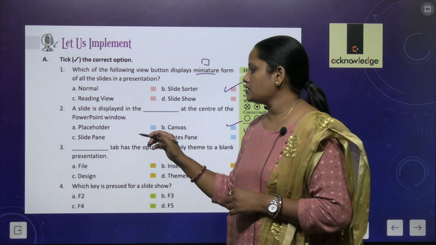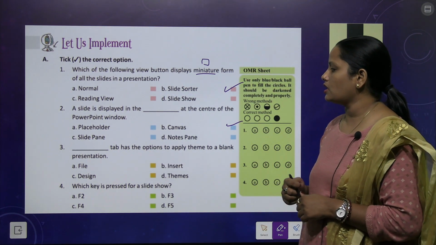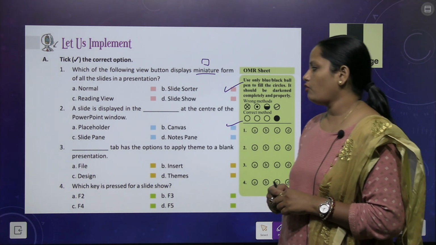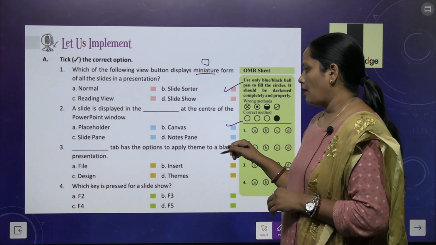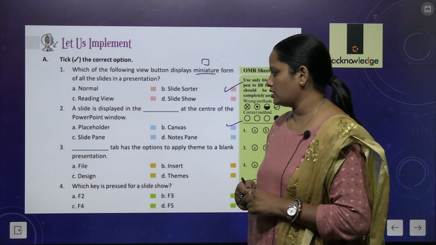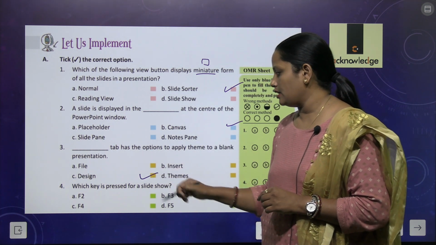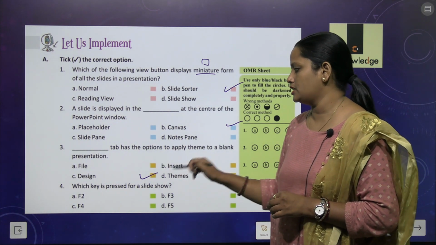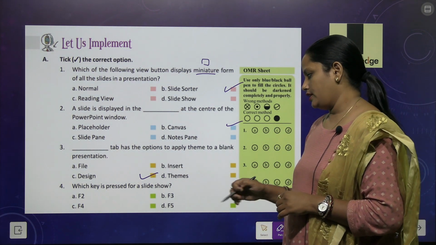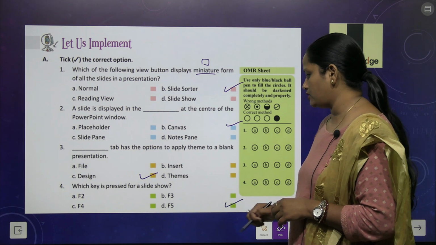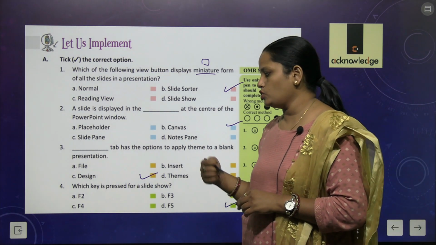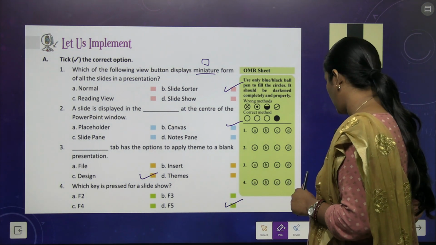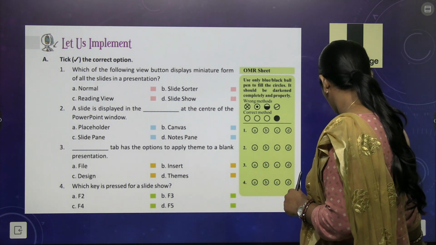Okay. Next is, dash tab has the options to apply themes to a blank presentation. On what tab can we apply the themes to the blank presentation? Yes, we can apply the themes in the Design tab. Okay, which key is pressed for the slideshow? Yes, the correct answer is the F5 key, used to display the slideshow. It is a shortcut key for displaying the slideshow.